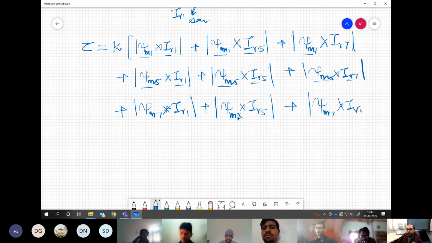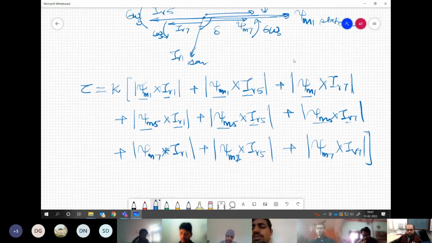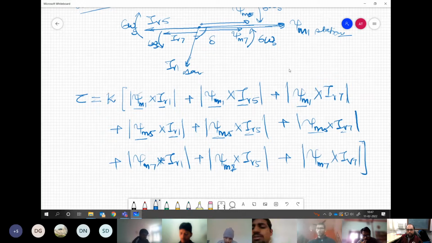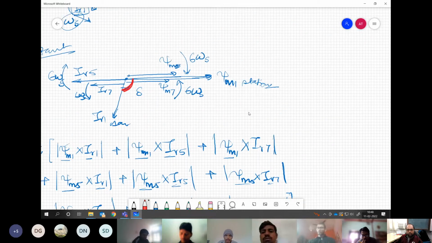Now for the cross product, what we need to get is the magnitude, let's say psi m1, IR1, whatever the quantity written. The only other thing we need is the angle between these quantities, right? To get the cross product. Now, when you are checking the angle, let us take the fundamental component first. So angle between psi m1 and IR1 is delta, which is fixed. Correct? These two are not moving. This is fixed.